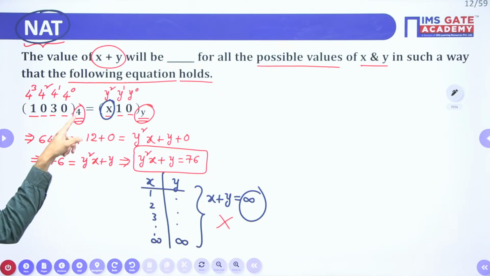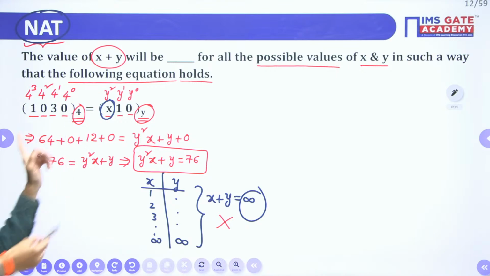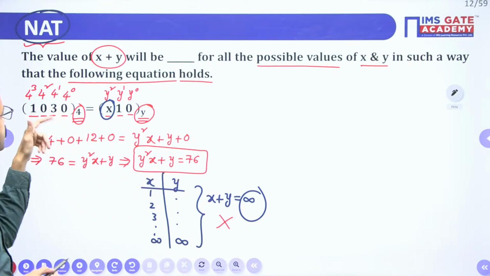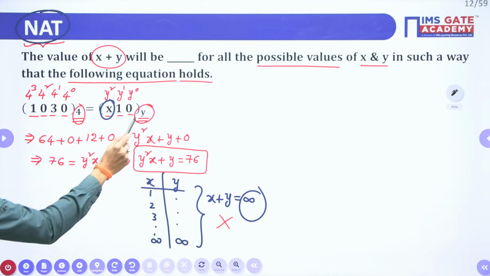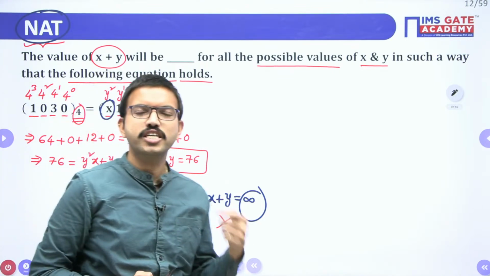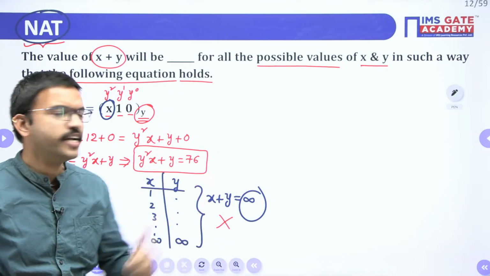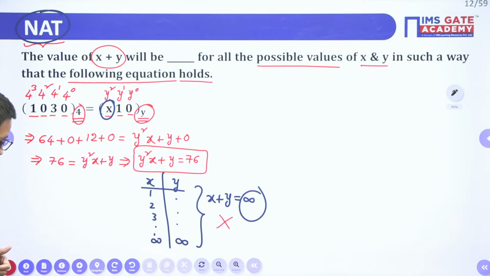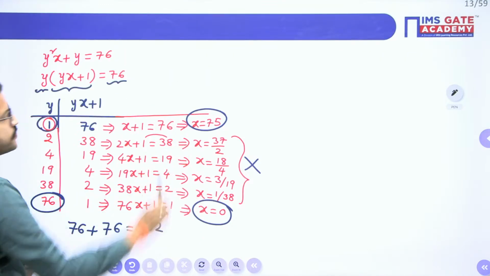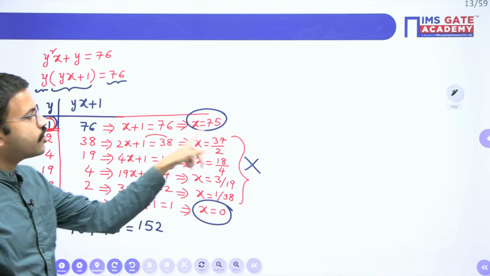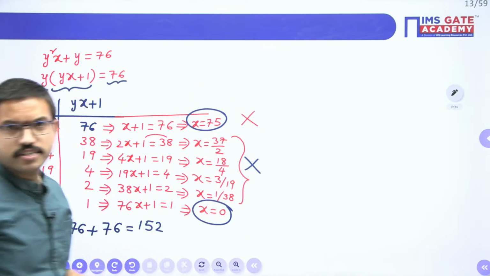Here base value is 4. When you have base value 4, the possible digits range from 0 to 3 only. The maximum value that you can represent is 3. Similarly, in base y, if y value is 1, the maximum value you can represent is 0 only. But here x value you got is 75. In base 1 number system, it's not possible to represent 75, so we have to eliminate that one.